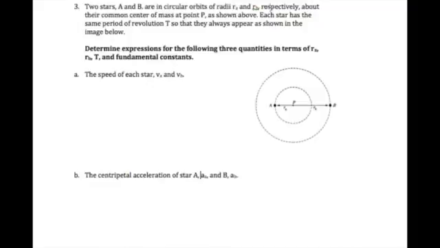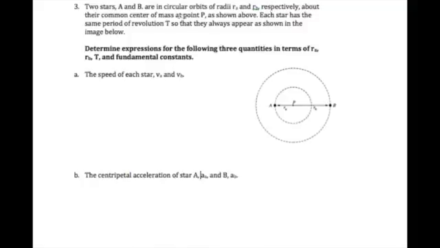Alright, so problem 3 is where we combine the force of gravity with the concepts of uniform circular motion. So here we go. Two stars, A and B, are in circular orbits of radii RA and RB respectively, about their common center of mass at point P as shown above. Each star has the same period of revolution T so that they always appear as shown in the image below. Determine expressions for the following three quantities in terms of RA, RB, the period T, and fundamental constants.